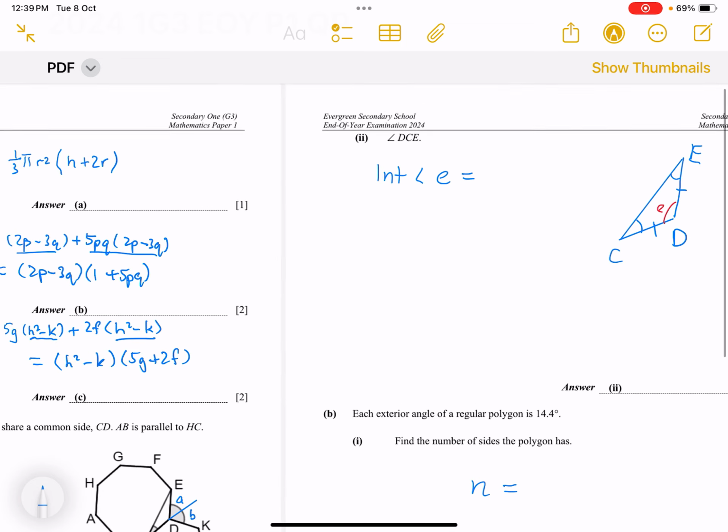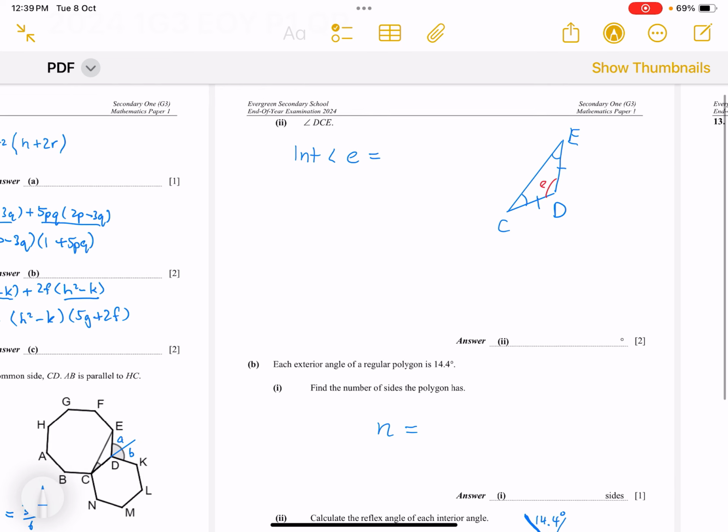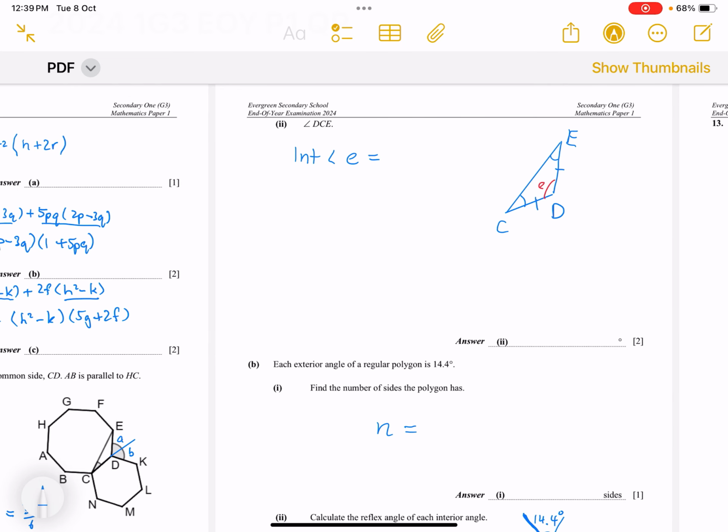Next part, we have to find the angle DCE, and we first find the interior angle, which I have marked as E. The exterior angle we found earlier on is 45 degrees. So the interior angle is 135.